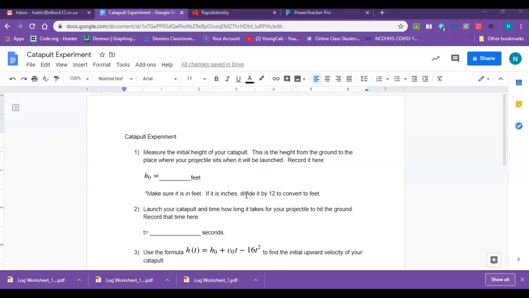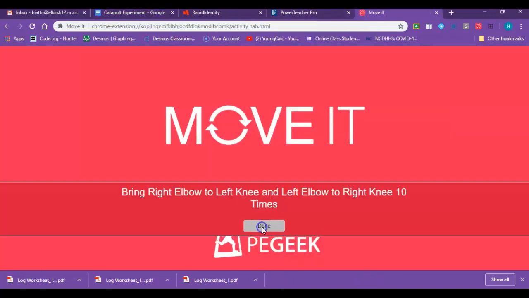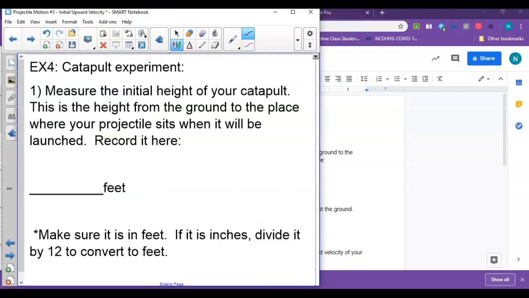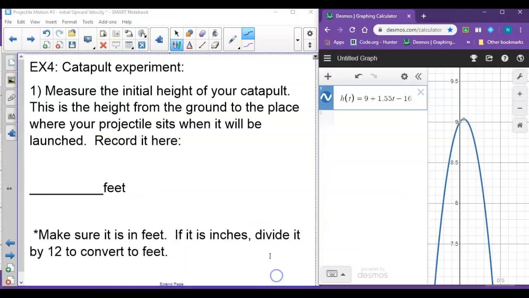Either one is fine, and send it to me. So you can do this if you would like, if you'd rather do this instead of the quiz in Canvas. Let me go back over here where you can see what we're doing.